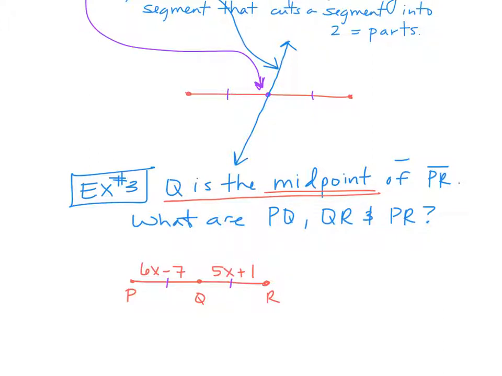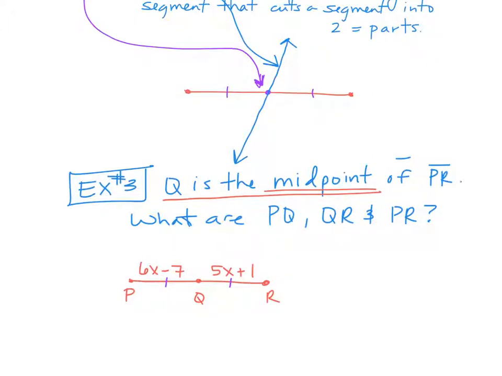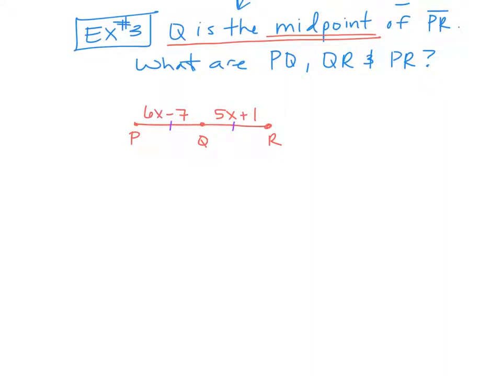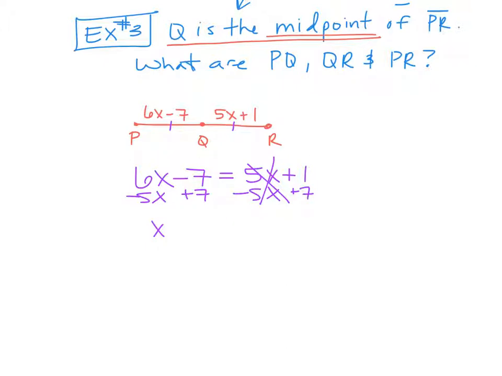With an equal sign. You're just going to set these equal to each other, okay? Instead of adding them together like we did on the last one, you're going to set them equal. So it's going to be 6x minus 7 equals 5x plus 1, and you solve, okay? So if we solve this, take away the 5x, we end up with an x over here. If we add 7 over here, we end up with an 8 on this side. So you get x equals 8.